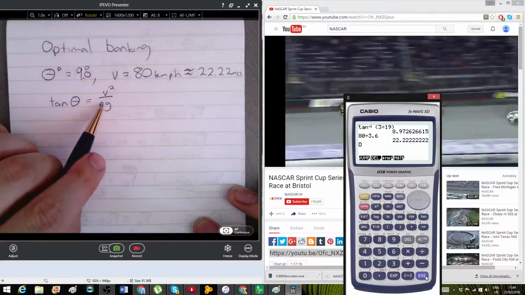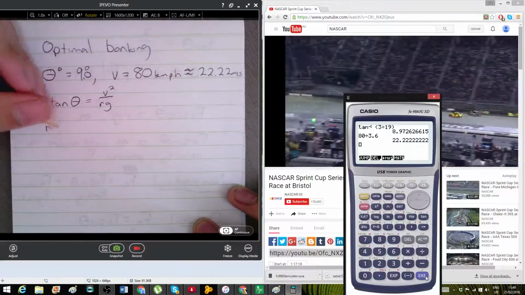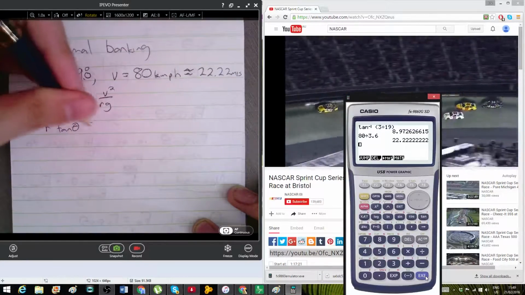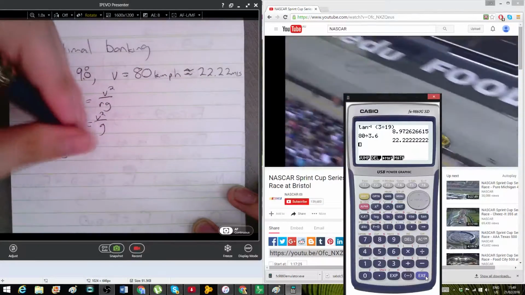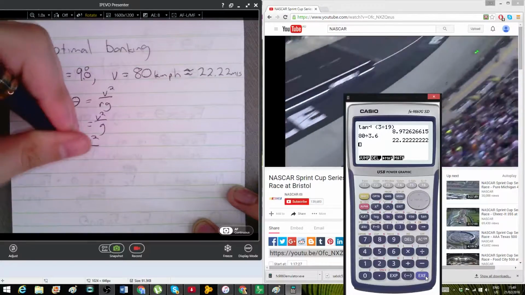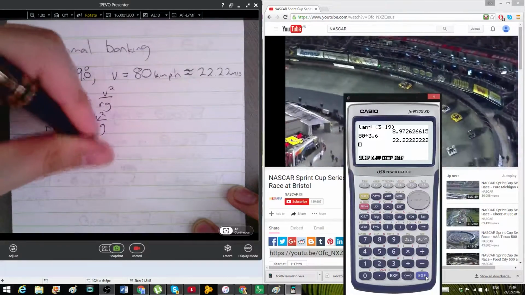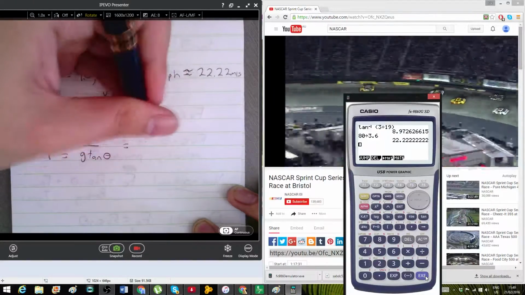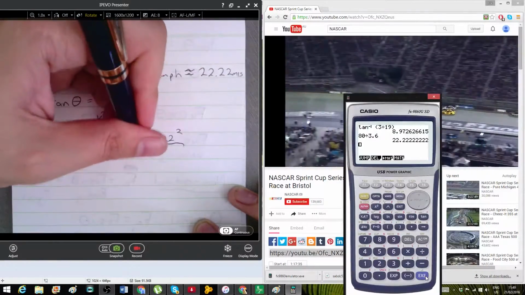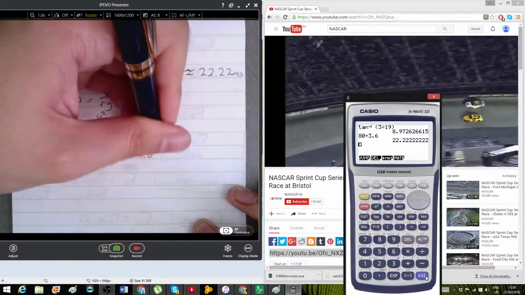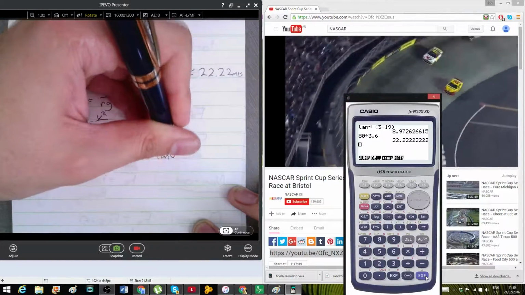Let's move r across. We'd have r tan theta equals v squared on g, and divide that across. R is equal to v squared on g tan theta. Let's put in our numbers: 22.22 recurring, 9.8, and tan of 9 degrees.